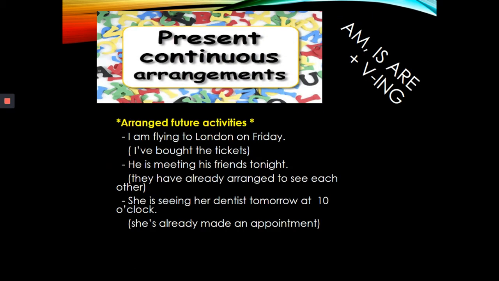When we are talking about continuous, you know that mostly it's the tense that is used for expressing actions that are happening now at the moment of speaking, but it can also be used for arranged future activities. Like in this example, I'm flying to London on Friday. That means that I have already bought the tickets.